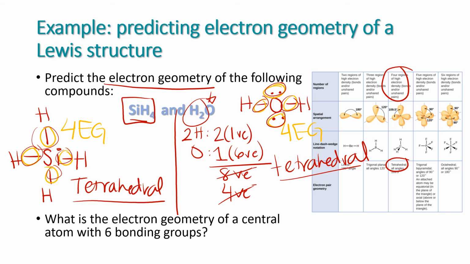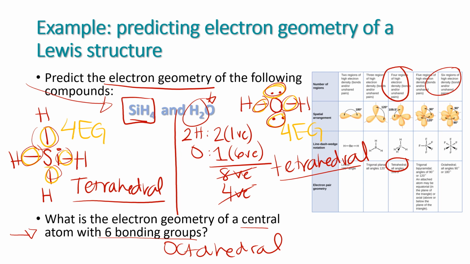And then this is another way I can ask these questions about electron geometry. What is the electron geometry of a central atom with 6 bonding groups? So that would be octahedral. Keep in mind, for some of these problems, you might have to draw out the Lewis structure first, the same way that we did here. I can also just make it easy and test whether you know the names and the number of bonding groups related to each name of the electron geometries.